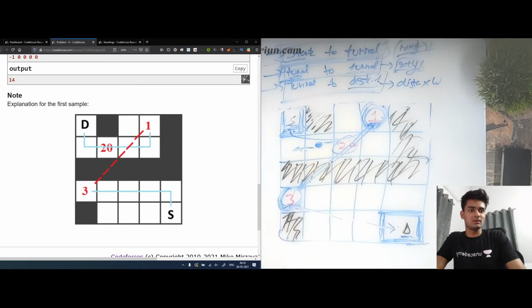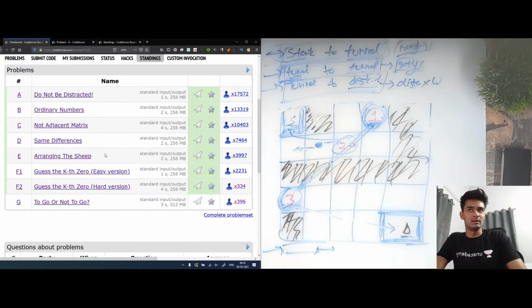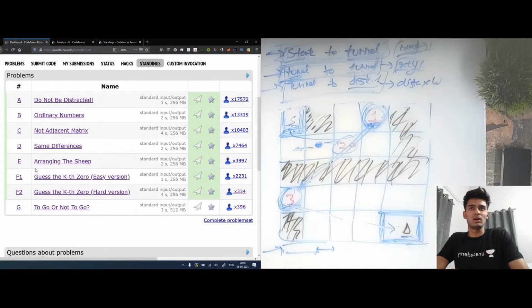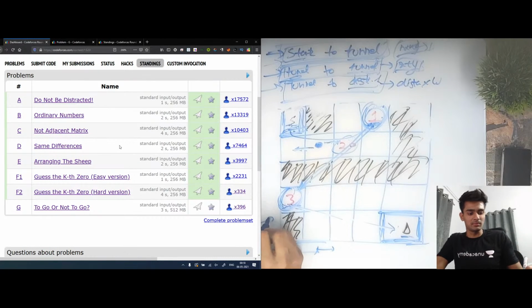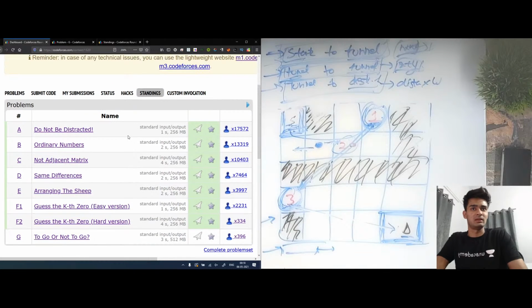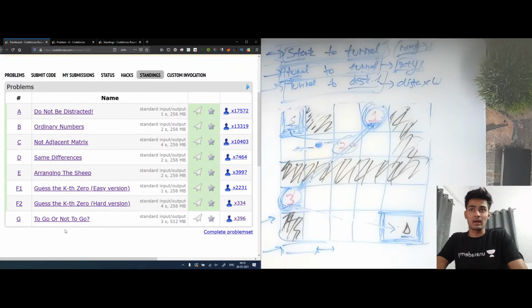Again, if you're somewhere in Div-3, I won't really recommend you to do this problem at the moment. Just make sure that you're able to understand all the previous problems first, because arranging the sheep was a very popular problem. Again, F1 and F2 are very standard binary search problems. So make sure that you understand the concepts of why we're doing this. The last problem is a little bit into graphs, so I won't recommend that to someone in Div-3 right now. And as you can see, G actually got a lesser summation than F2.